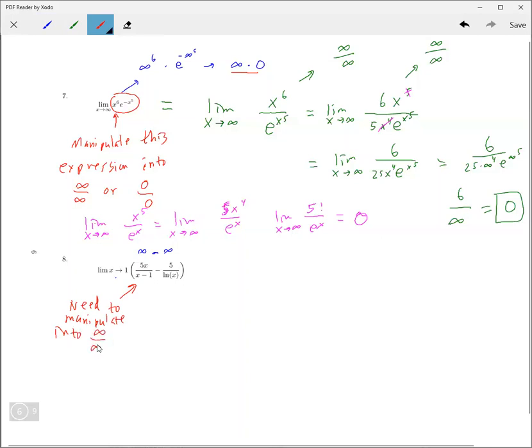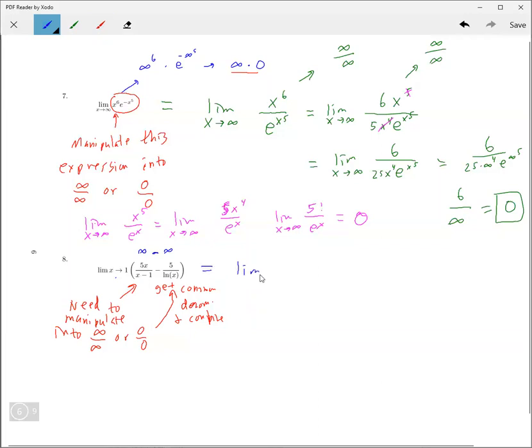And again, into infinity over infinity or 0 over 0, one of those two. So the way that we're going to do it is, when you have one fraction minus another one, then get a common denominator and combine. Okay, so that's going to be the strategy.